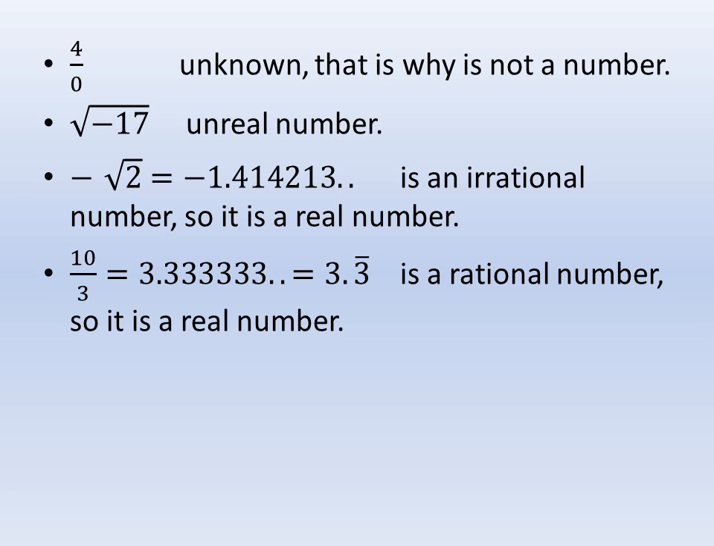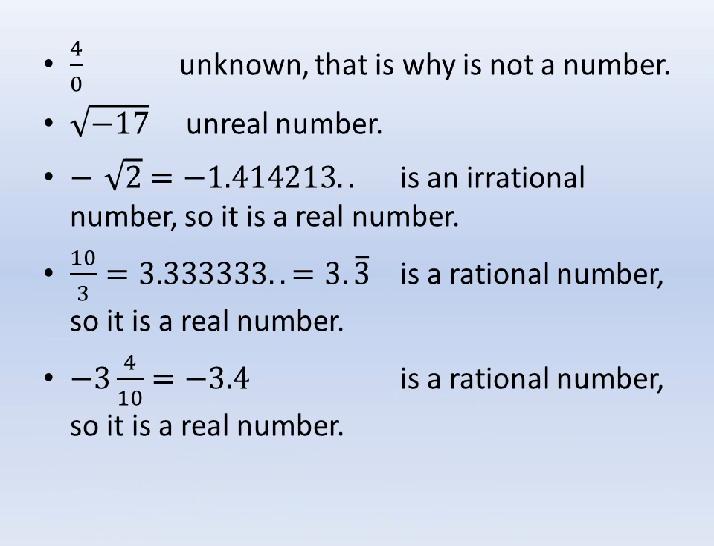10 by 3. If we use the calculator, we can find 10 by 3 is equal to 3.33333, and it is equal to 3.3 with a line over the 3. This number is a recurring decimal number, and every recurring decimal number is a rational number, and every rational number is a real number.